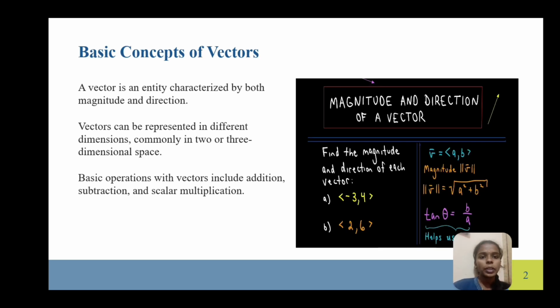Basic concepts of vectors. A vector is an entity characterized by both magnitude and direction. Vectors can be represented in different dimensions, commonly in two or three dimensional space. Basic operations with vectors include addition, subtraction, and multiplication.